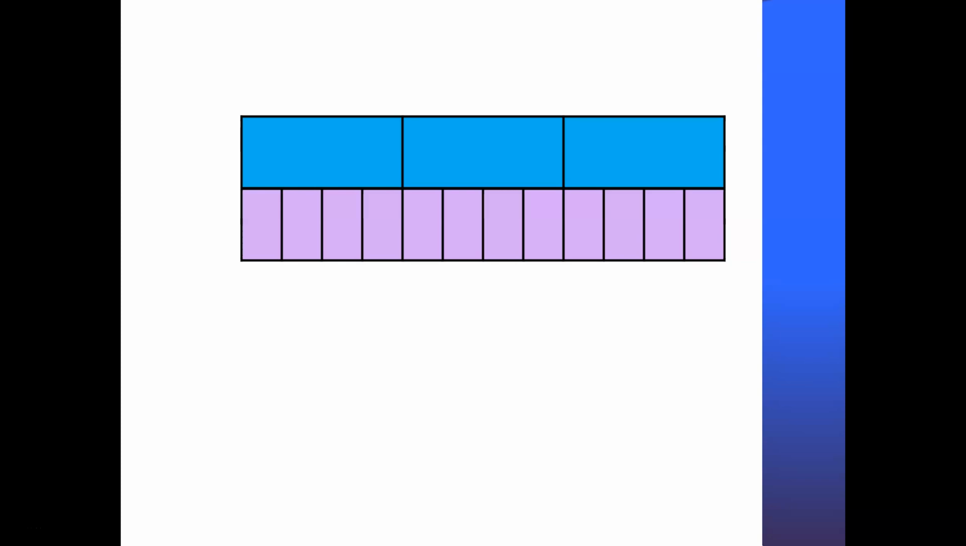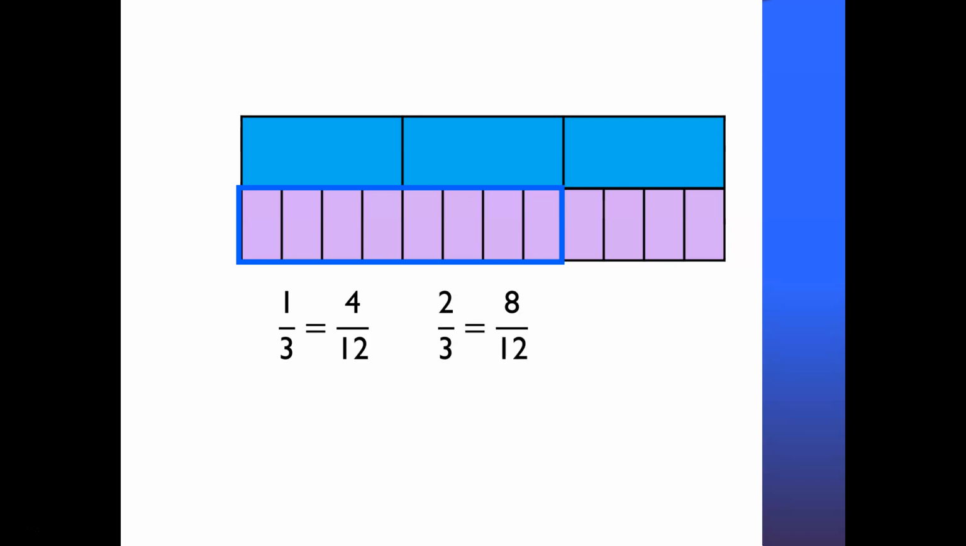If we look at one of the 3 parts that's been shaded in, then we can see the area of equivalent twelfths is 4/12. Now if we look at the second third, we can see how many twelfths will be equivalent to 2/3. 2/3 is equivalent to 8/12. And now lastly, if we look at 3/3, can you see that I've shaded 12/12?